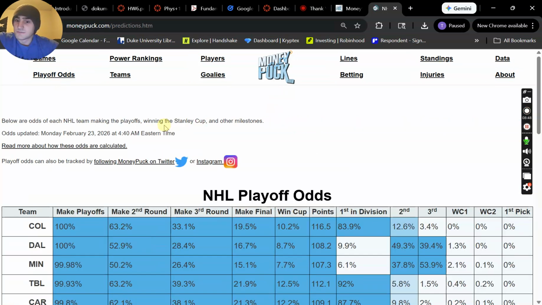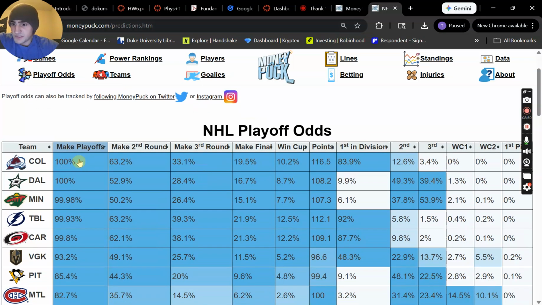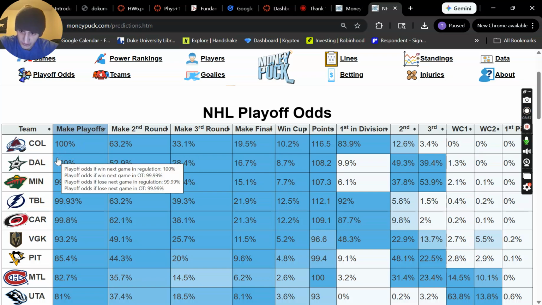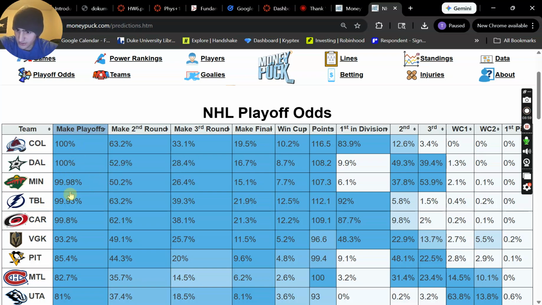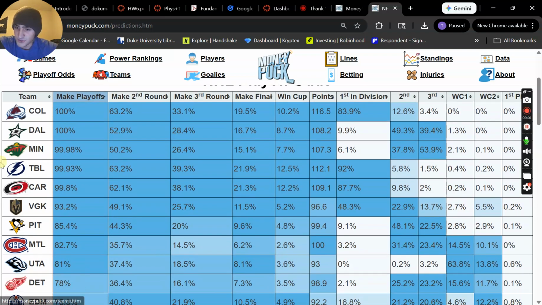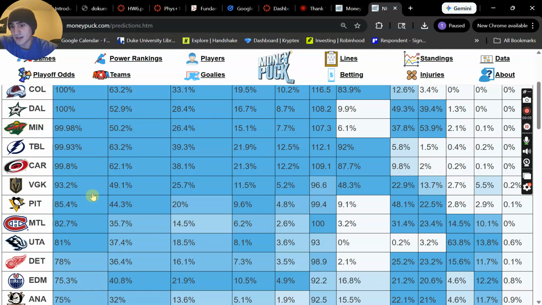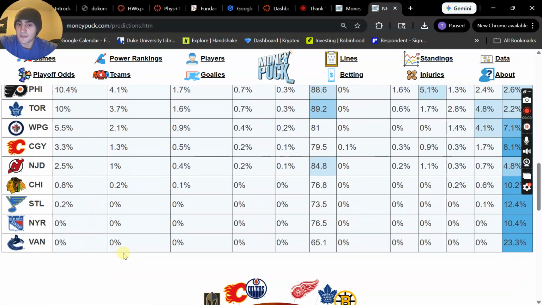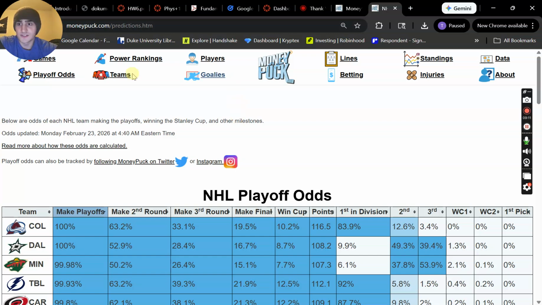Now for playoff odds, it basically tells you what percentage chance the team has to make the playoffs. So MoneyPuck has the Avalanche and Dallas pretty much at 100% lock. Same with Minnesota. Tampa's leading the Atlantic Division right now by a few points, and they have a couple games in hand. Makes perfect sense. And you can keep scrolling down and seeing some of the other numbers. Those might be of interest.